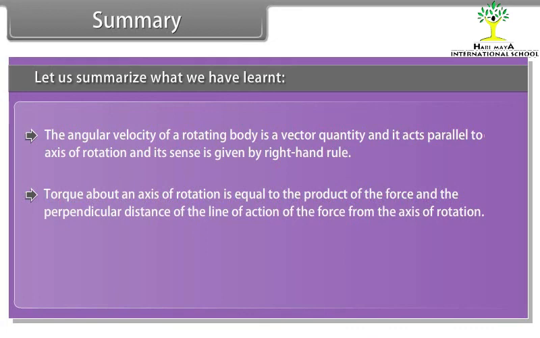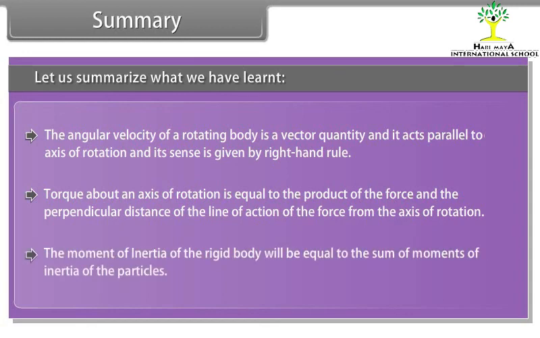Torque about an axis of rotation is equal to the product of the force and the perpendicular distance of the line of action of the force from the axis of rotation. The moment of inertia of a rigid body will be equal to the sum of the moments of inertia of the particles.